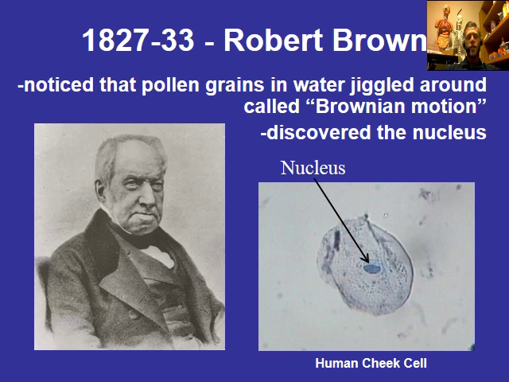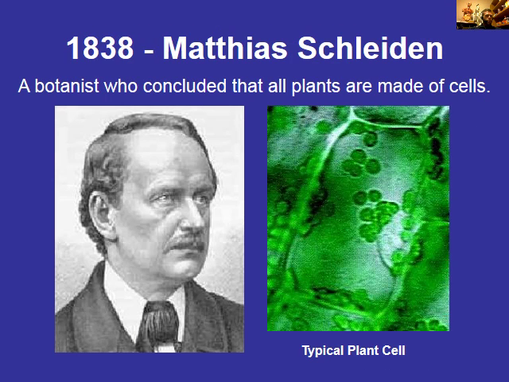All right, so from 1827 to 1833, this guy over here named Robert Brown, good-looking young fella here, he noticed that pollen grains in water jiggled around, and so he gave it the name Brownian motion. And that helped lead to the discovery of a nucleus, which you will see in your own cheek cells this week. So just a few years after Robert Brown discovered a nucleus in an animal cell, Matthias Schleiden, a botanist, meaning he's a plant scientist, figured out that all plants are made of cells, and you'll also see a plant cell, a beautiful plant cell, not green like this one, but kind of an orangey yellow when you get to see it on Friday with the Onion Cheek Cell Lab.